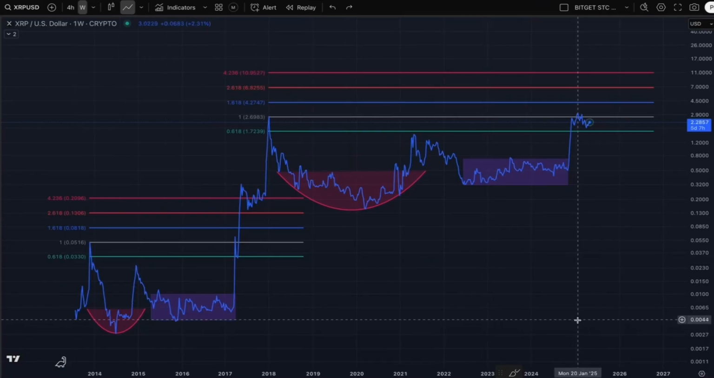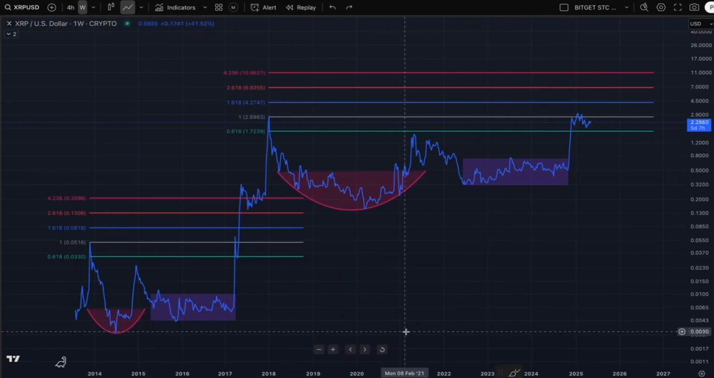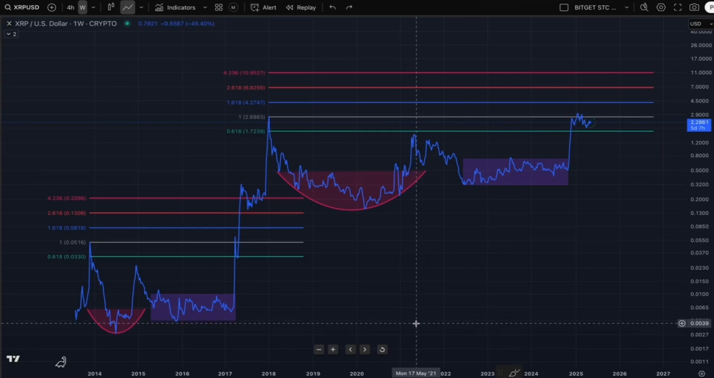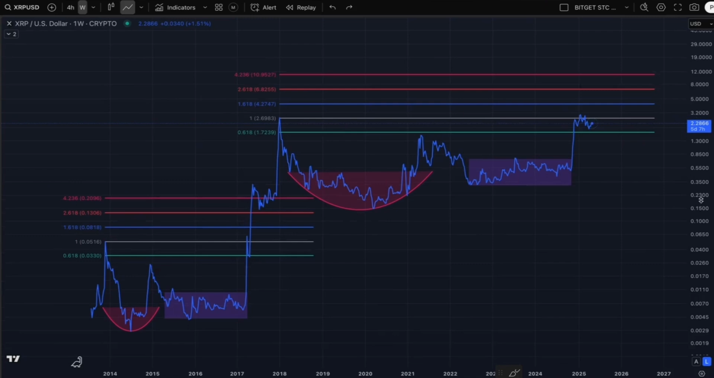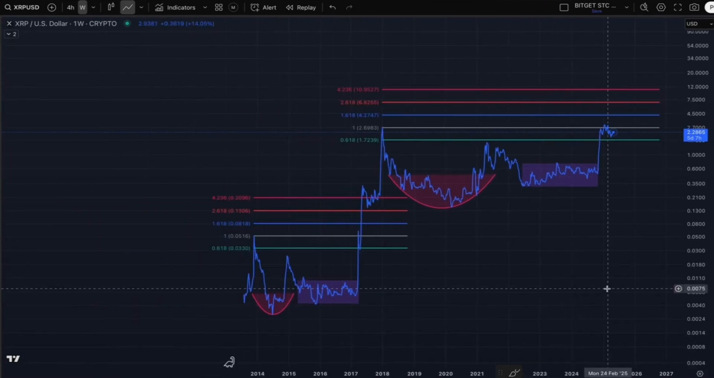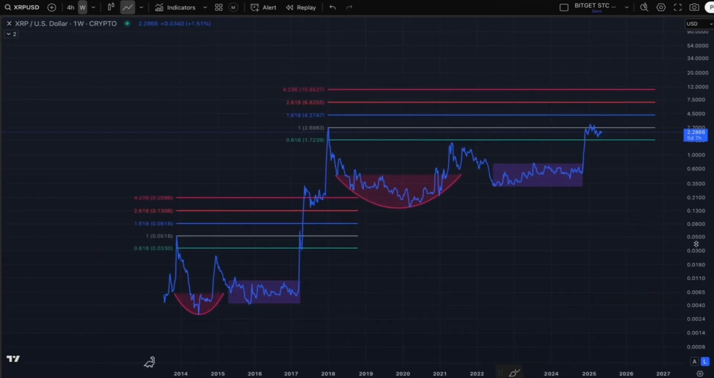In today's video, we're going to be taking a big picture perspective, looking at the XRP chart on the weekly time frame and using a Fibonacci retracement tool. We also have some other items on the screen today. So I'm just going to take you through and tell you the story behind this chart.